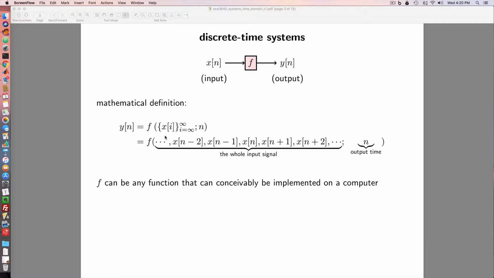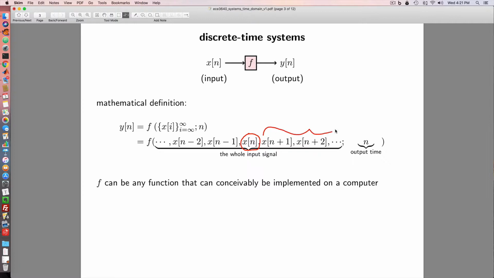But to add a little bit more definition to this, given that the output time index is n, I have written in some of the samples surrounding that time on the input. So x[n] is the input at time n. We would call that maybe the current input sample, because that's the sample that appears at the input at the time that you want to calculate the output. So that would be called the current input.